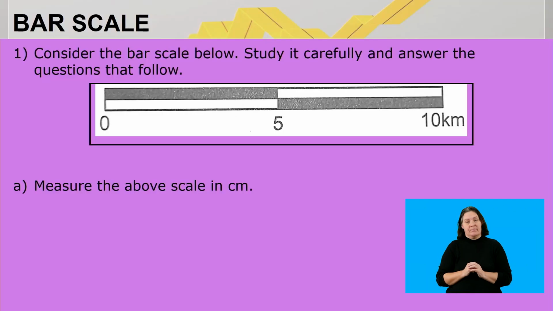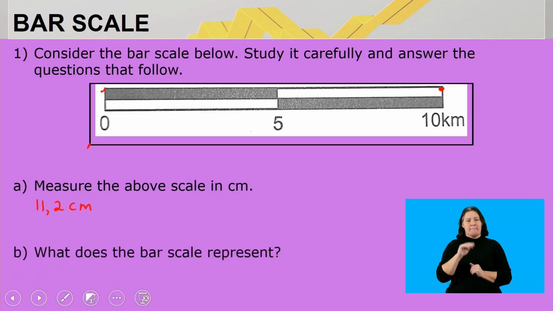Okay, so let's measure from 0 on our bar scale all the way to 10 kilometers. Okay, so remember we start here. Don't let this block confuse you. And then we go all the way up to there. Okay, so I've measured and I got 11.2 centimeters. All right, so next question, number B.